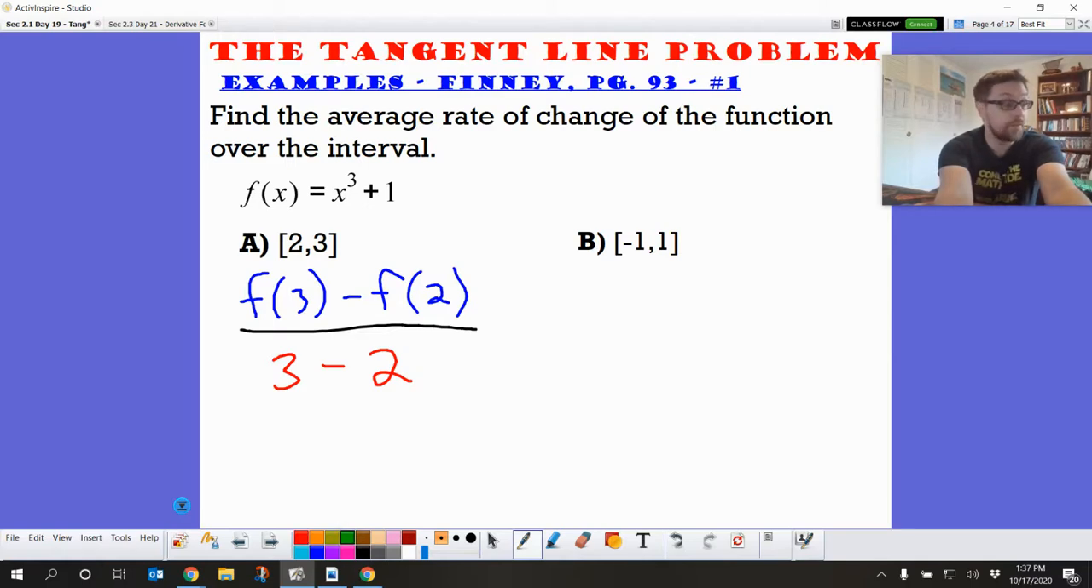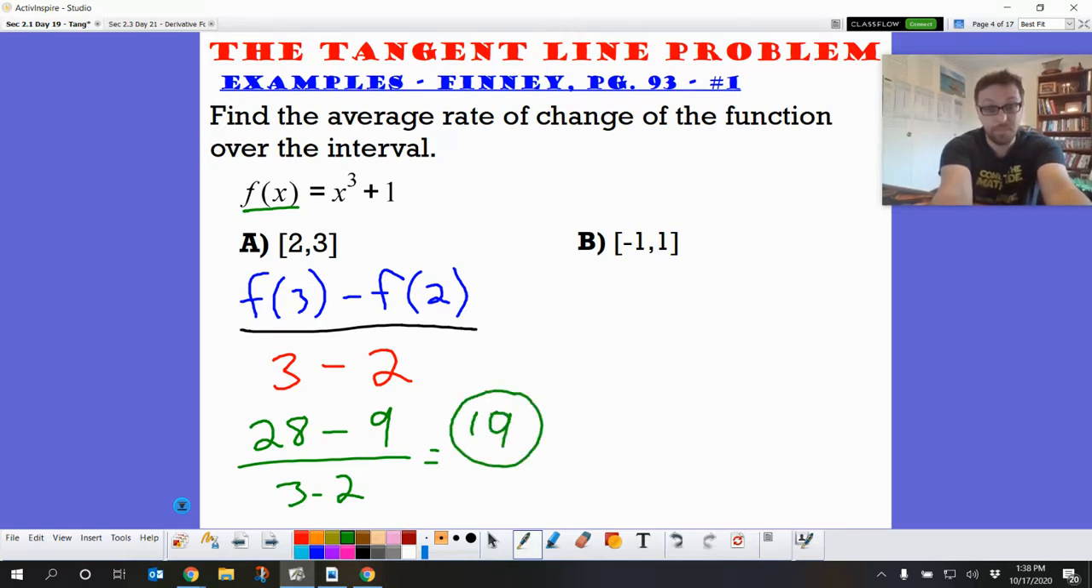So f of 3, if we cube that and add 1, we get 28. I'm just plugging it into my f of x up here. Then 2 cubed is 8, plus 1 is 9, over 3 minus 2, which equals 19 over 1, or really it's just 19. That's all it is. So that is our average rate of change over that interval for our function. And it seems to be going up about 19.